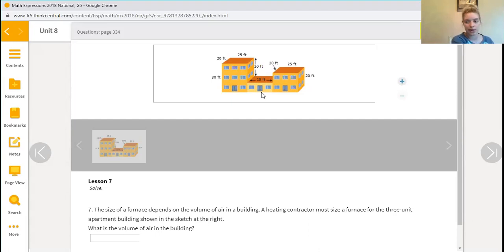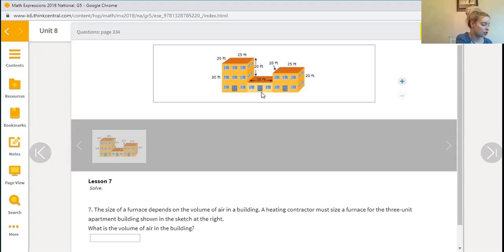Oh, and I just realized we never multiplied the other one together. So let's go back to volume 1 and multiply that. 25 times 20, 500. 500 times 30 is going to be 1,500 plus the 0. So that's going to be 15,000.